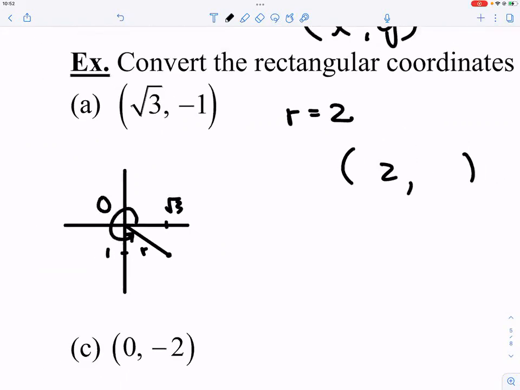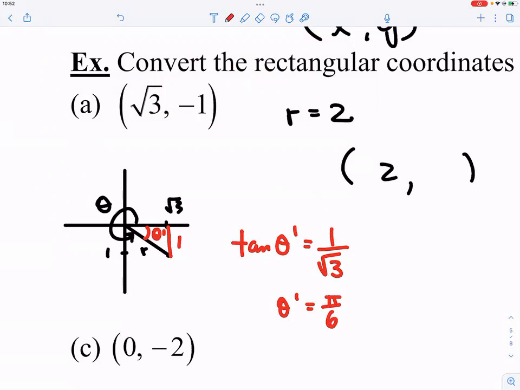Now, in order to find out that theta, I think it's easier to first find out what this small angle is, theta prime. So if you look at this theta prime, tangent theta prime is equal to opposite, which is 1, and then adjacent is √3. So we say, tangent of what angle gives you 1 over √3? This must be pi over 6.